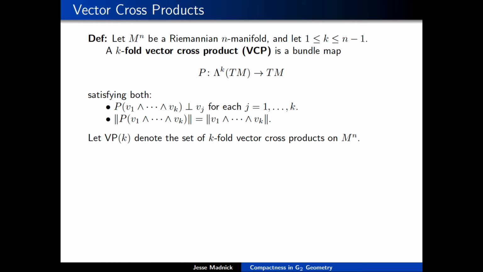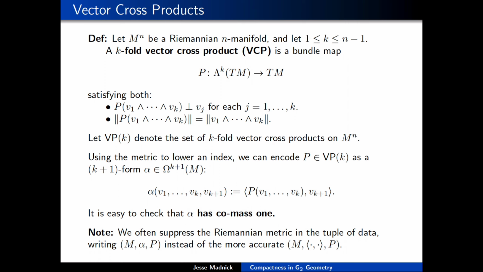Okay, so a classic example of a twofold vector cross product is the ordinary twofold vector cross product on, say, R3. Let's let Vp of k denote the k-fold vector cross products on an n manifold. We'll need this notation later.